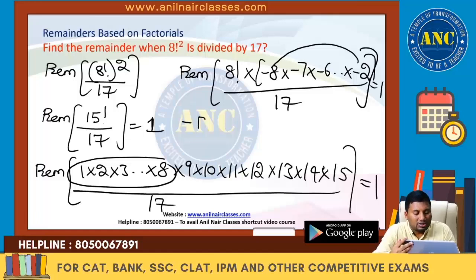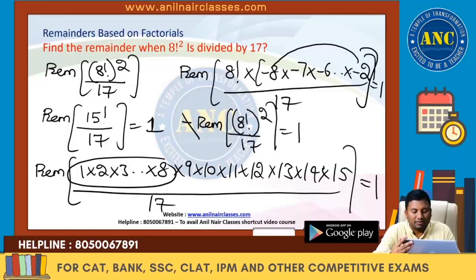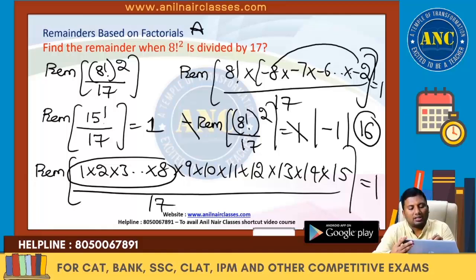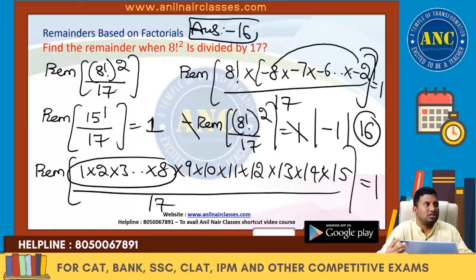So minus the remainder of 8 factorial whole square divided by 17 is 1. So minus, if I do it, 1 will become minus 1. Minus 1 means it becomes 16. Answer for this question is 16. I hope the idea is clear.